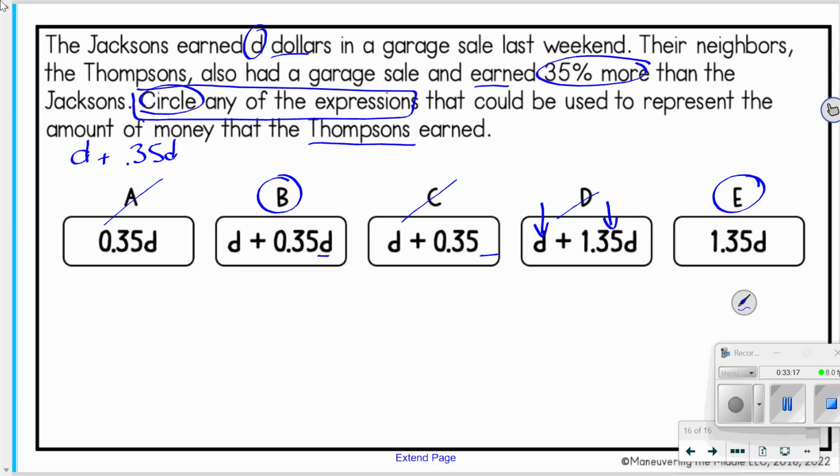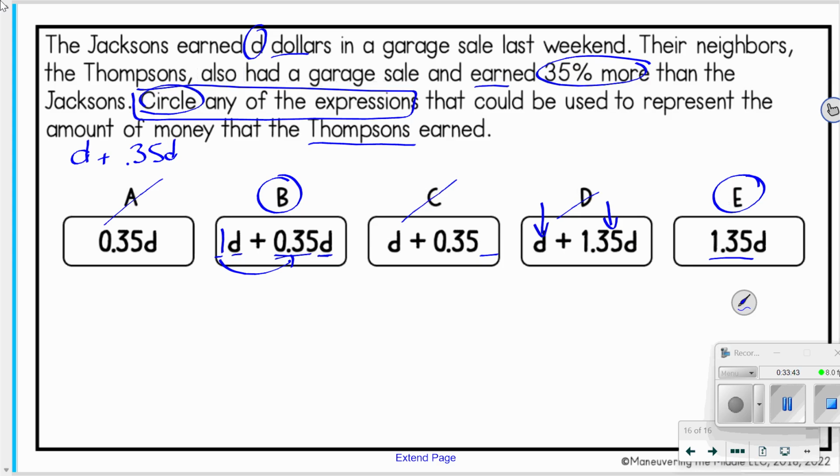There were 2 correct answers. Because remember what we said, if I don't see a number in front of my variable, I don't have a coefficient, what is it? 1. So if I add that 1 there, now I have 2 D terms. One has a 1, one has a 0.35, meaning I can combine those. 1 and 0.35 gives me 1.35.